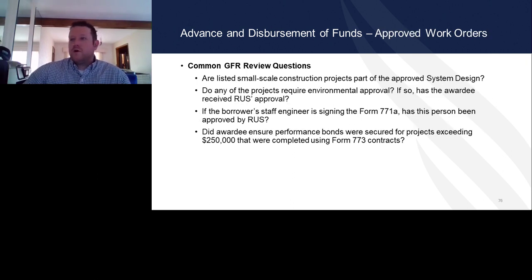Are all small scale construction projects part of the approved design? Was that part of the environmental approval? Has the staff engineer been approved by RUS? Is it an approved engineer, and did they sign on the form? And then did the awardee ensure performance bonds were secured for projects that were exceeding $250,000? And once again, coordinate early and often with your GFR.